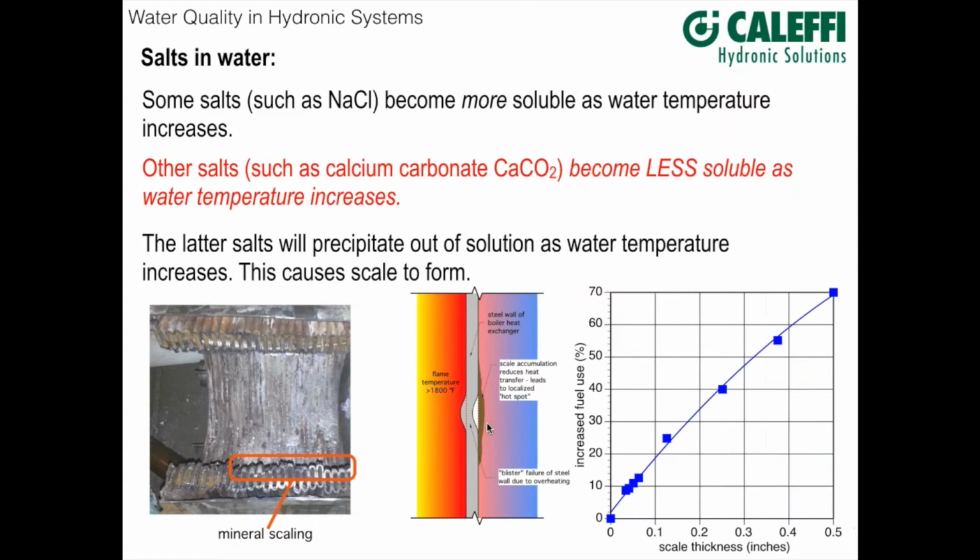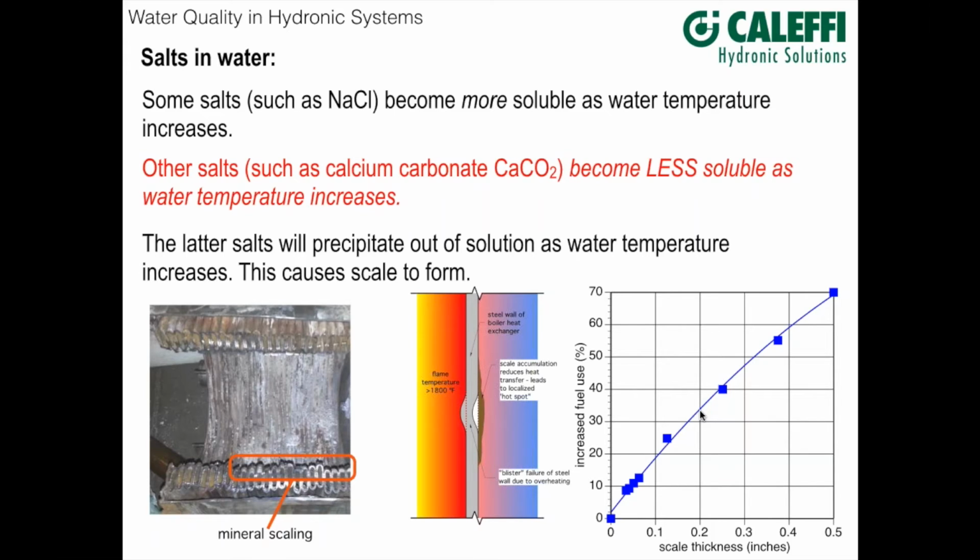Now, here's a graph. This was actually based on some research that was done at the University of Illinois, and it shows the effect of scale thickness down on the horizontal axis here, in inches, and the increase in fuel use based on that scale formation. And you can see this is a serious problem. With even 1/10 of an inch of scale formation, we're just under, maybe at 18 or 19% increase in fuel use. We get that up to 2/10 of an inch, and we're up perhaps 34% increase.